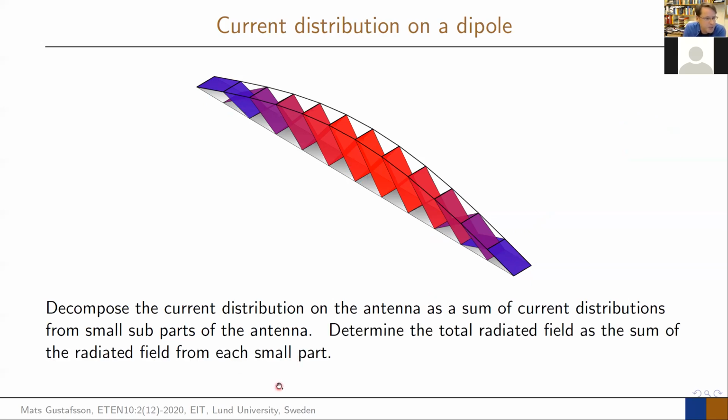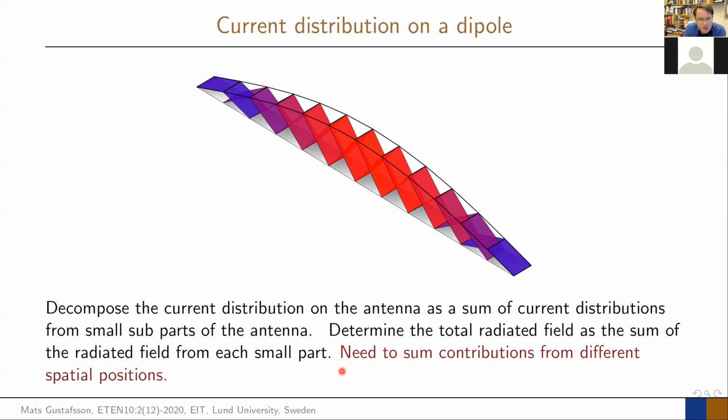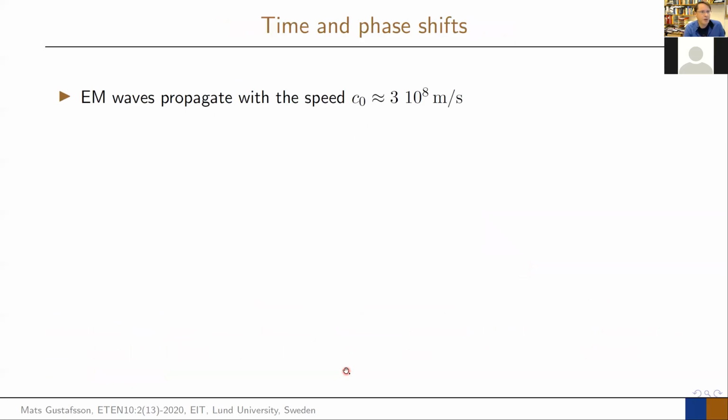So that's precisely what I said there. We sum up the total radiated field as a sum of the radiated field from each small part, and they have different spatial positions. So what we need to determine is the field when something is radiated from one point, and then when it's radiated from another point. How do we add those up? What do we know about electric fields, because now they propagate from different positions?